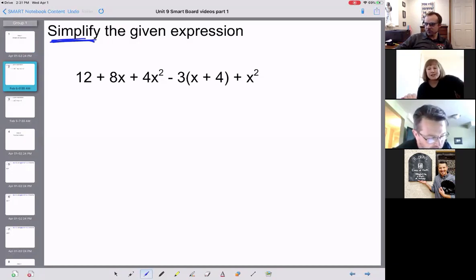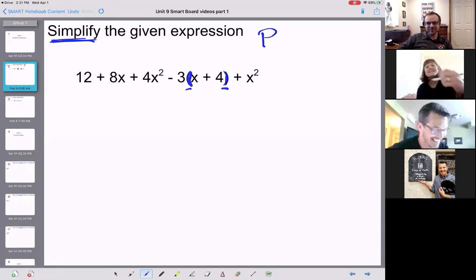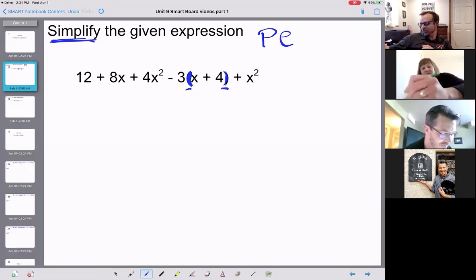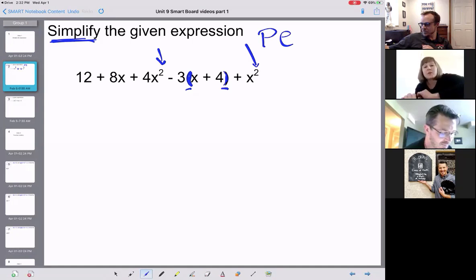You all know that the first thing in order of operations is parentheses, and we have some parentheses right here. I'm underlining and highlighting them. If we look at x plus 4, there's nothing we can combine here. So we're moving on. The next step is exponents. We have 4x to the second power and x squared, but those aren't exponents that we can simplify because they're attached to a variable.